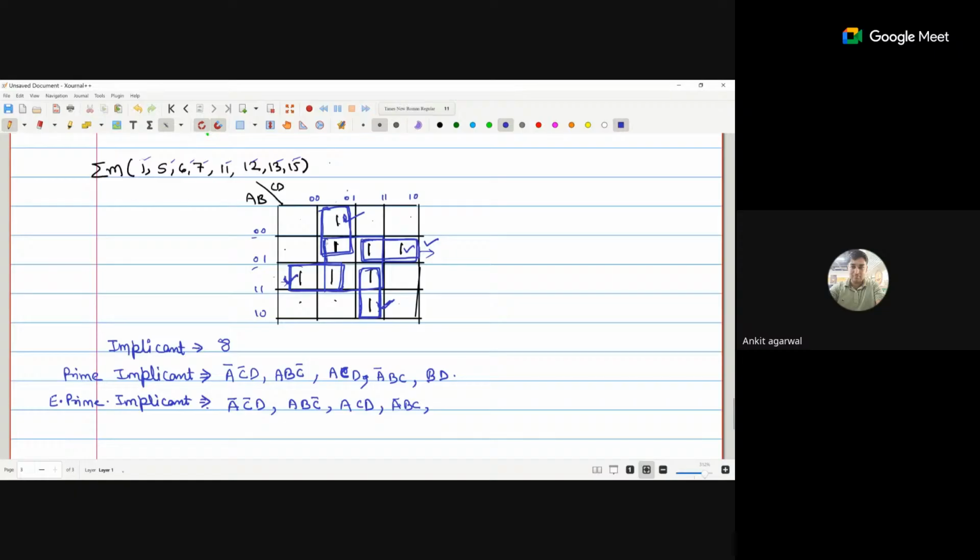Now the group of four. This one is already included in this group. This one is already included in this group. This one is already included in this group. And this one is already included in this group. So all ones are included. So that means this particular group is not an essential prime implicant. Clear? Yes.